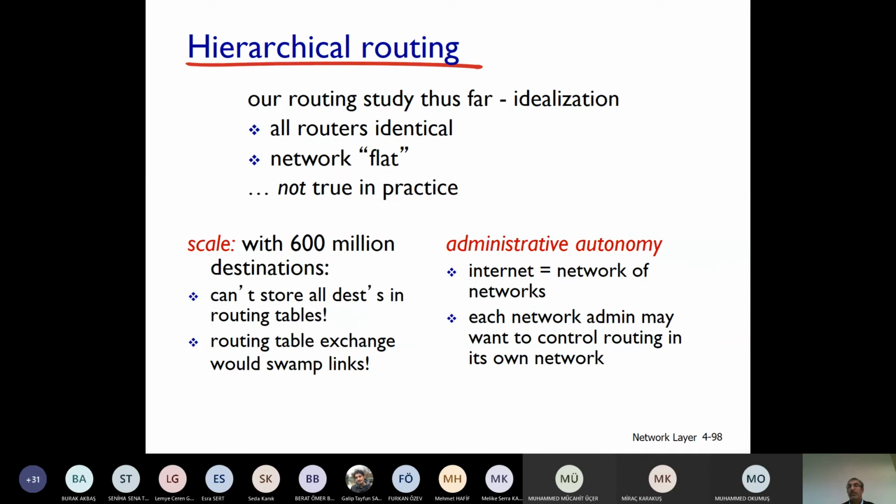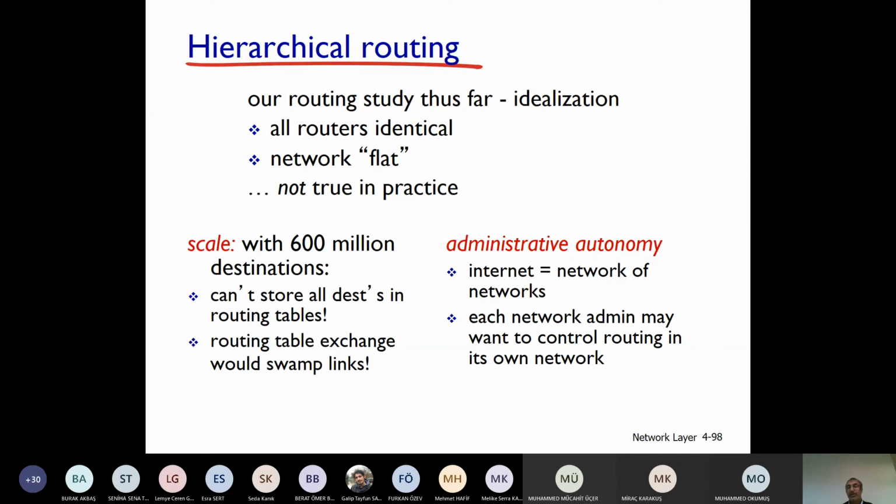So far, we assumed some idealistic case, but in practice, what are these idealistic assumptions? We assume that all the routers are identical in the network topology, or the network example that I gave to you. But in practice, all the routers are not identical, and the network is not flat. We have different kinds of companies and vendors like Cisco, HP, Aruba, AirTies and so on. So all the routers may not be identical, nor the algorithms that they use.